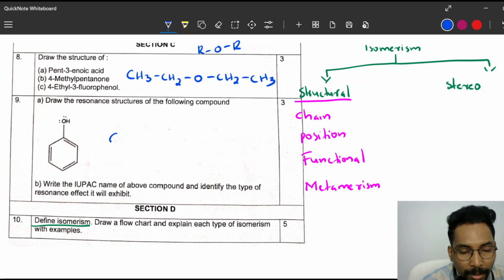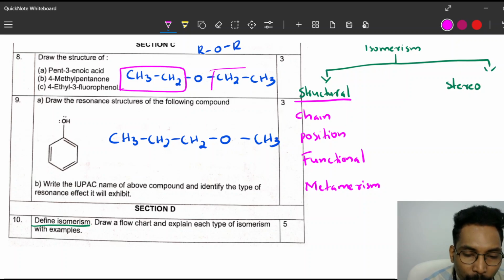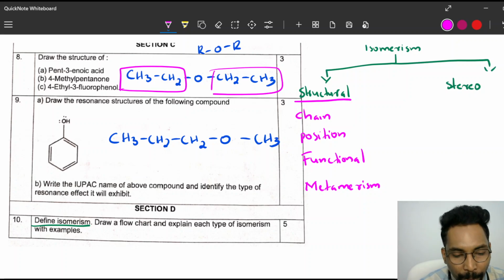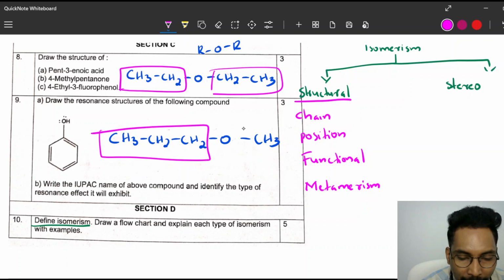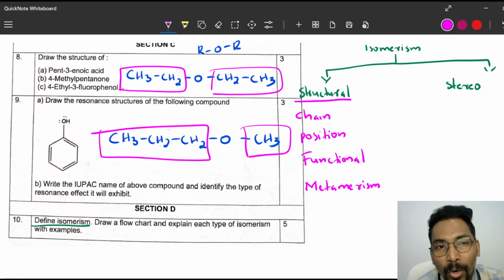So next one, CH3, CH2, CH2, OCH3. Clear? So this is another ether. So what is the difference here? In this one, these are the alkyl groups attached on either side of the functional group. But in this one, these are the alkyl groups on either side of the functional group. But both of them have same molecular formula. So this type of structures are called metamers, and the isomerism is called metamerism. Okay, I think it's clear.